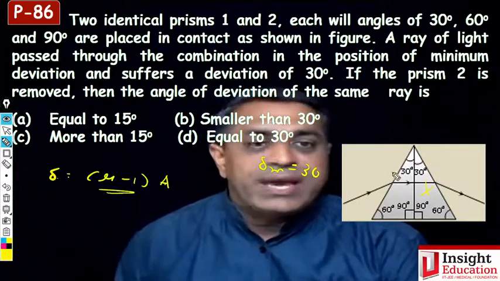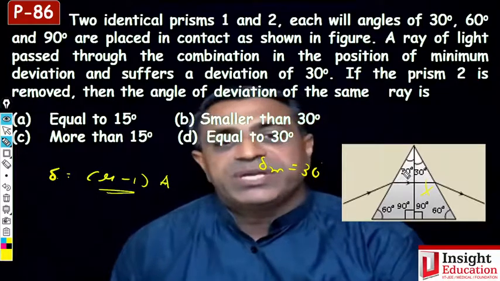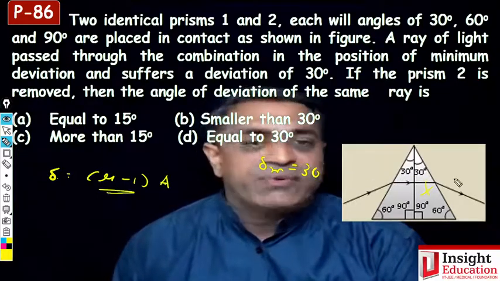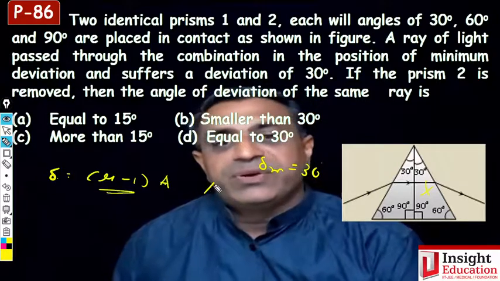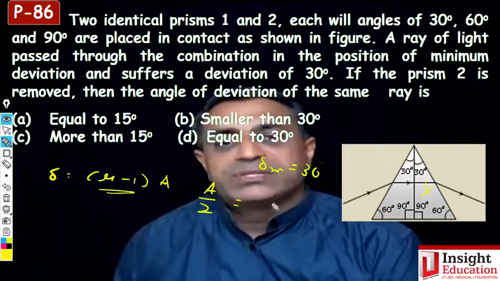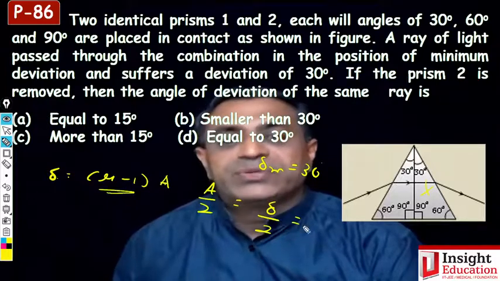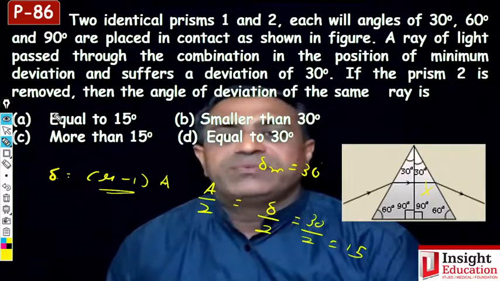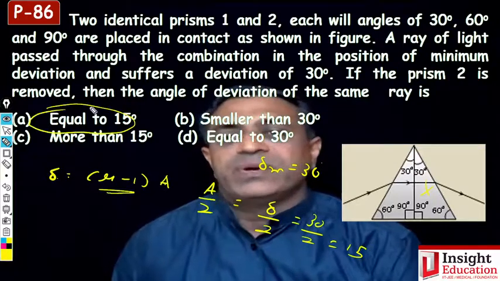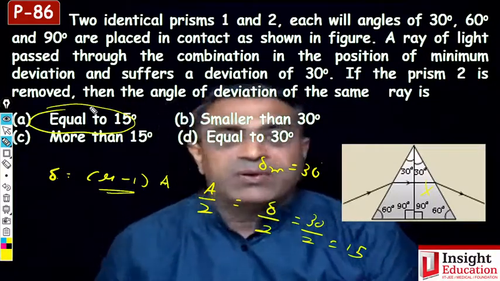Initially the angle of prism was 60. Now when we remove the first part, the angle of prism is 30. So instead of A, it is A by 2. Then the answer should be delta by 2. So delta is 30, so 30 by 2, so it should be 15. That is equal to 15.